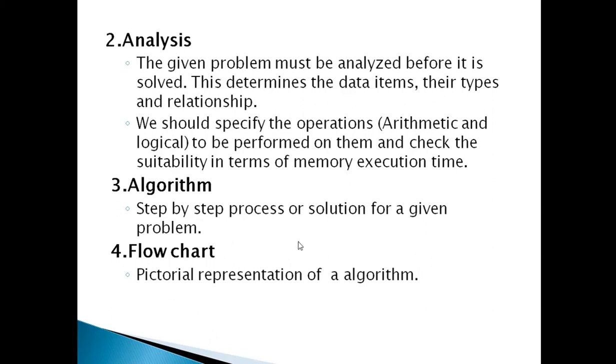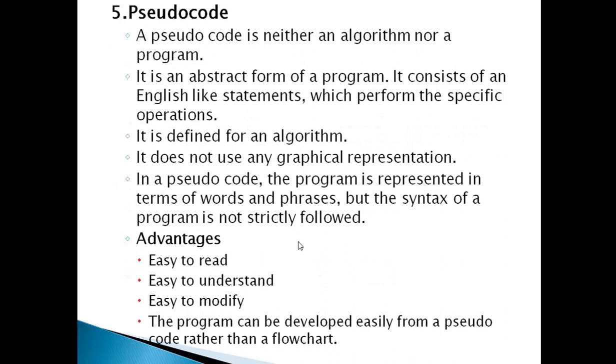That is the fourth step. When it comes to pseudocode, here the pseudocode is neither an algorithm nor a program. It is an abstract form of a program. It will not give the detailed information. Abstract means it will not give the detailed information of the program. That is the meaning of abstract.